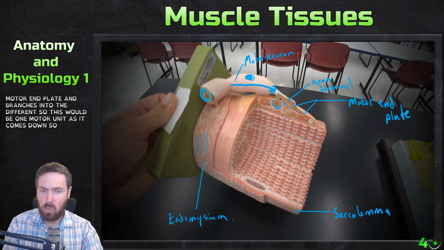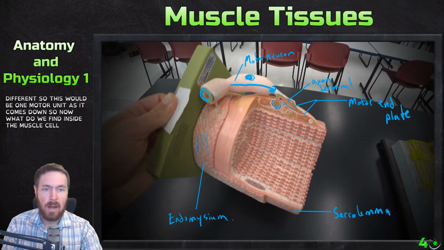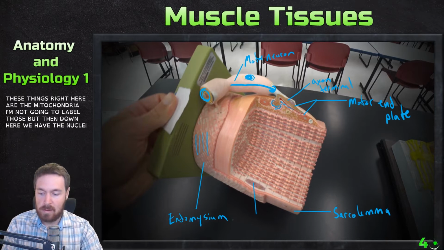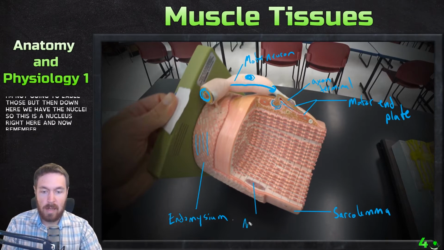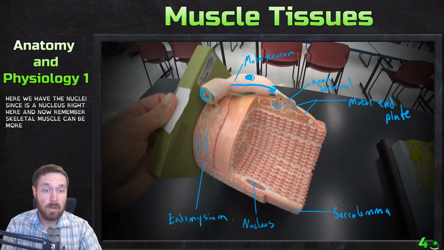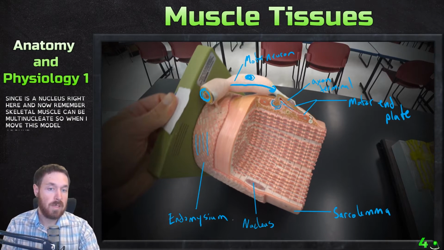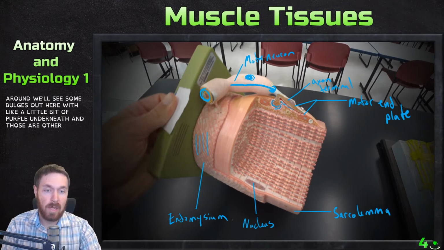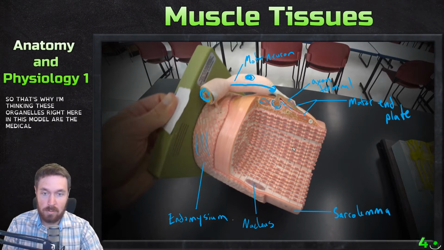So now what do we find inside the muscle cell here? I believe on this model, these things right here are the mitochondria. I'm not going to label those, but then down here, we have the nuclei. So this is a nucleus right here. Now remember, skeletal muscle can be multinucleate. So when I move this model around, we'll see some bulges out here with a little bit of purple underneath, and those are other nuclei. So that's why I'm thinking these organelles right here in this model are the mitochondria.